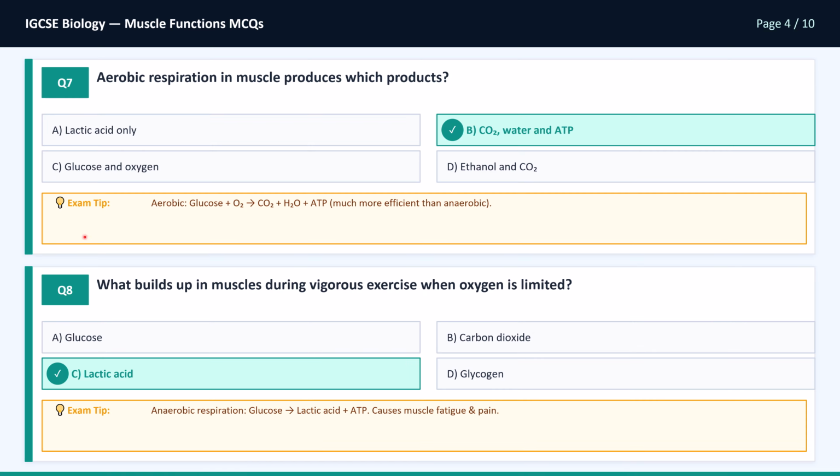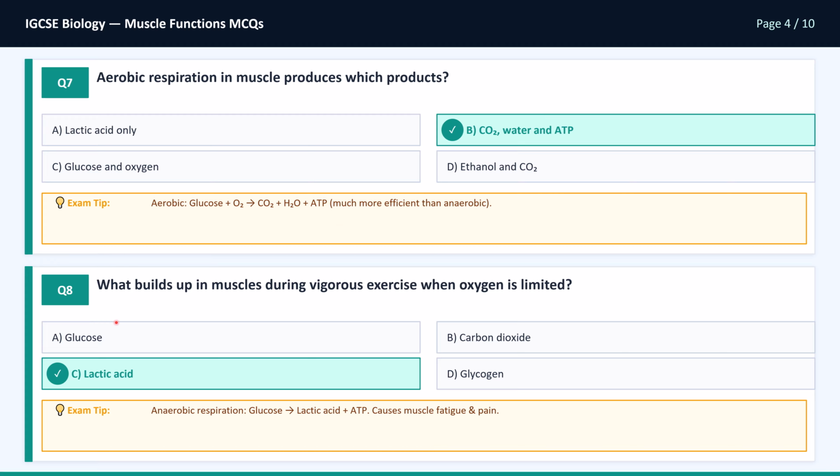Question 7. Aerobic respiration in muscles produces which products? Option A, lactic acid only. Option B, carbon dioxide, water and ATP. Option C, glucose and oxygen. Option D, ethanol and carbon dioxide. And the correct option is option B, carbon dioxide, water and ATP. Exam tip: aerobic respiration is glucose plus oxygen giving carbon dioxide plus water plus ATP, much more efficient than anaerobic.